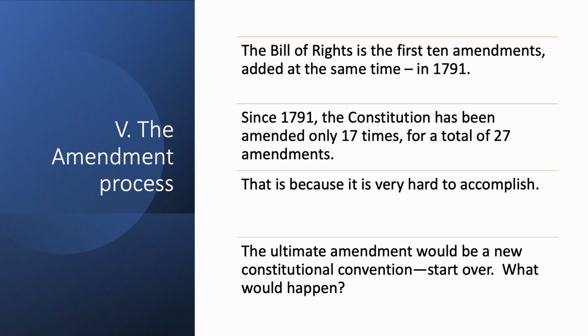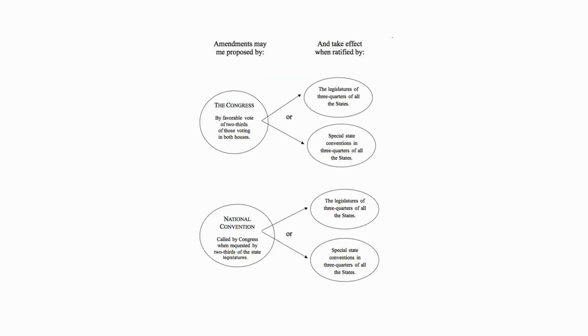Now, it is possible that there could even be a constitutional convention, and we could have a new constitution. That can actually happen, and it's worth asking what that would look like. But here's the way that amendments can be proposed. They can come from Congress if 2/3 of both houses vote to do it, or they can come from a national constitutional convention. We haven't had one of those since 1787, but I'm just saying we could, right?